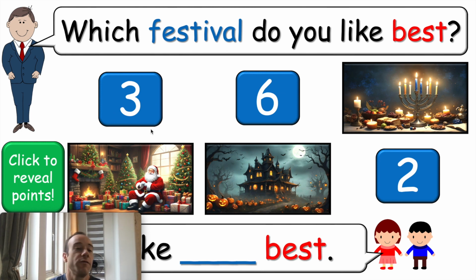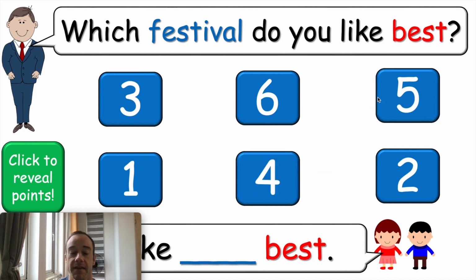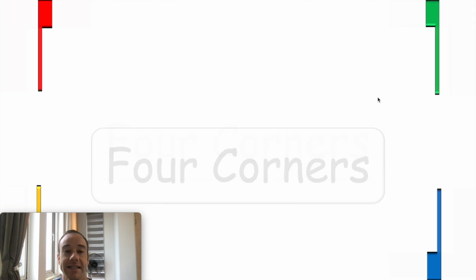Okay, if you only have 4 teams, just go through 4 of them. Okay, if you have 2 teams, each team can have 3 goes. Okay, if you have 6 teams, each team has 1 try, because there's 6 words. Okay, and then we go on to the next game.